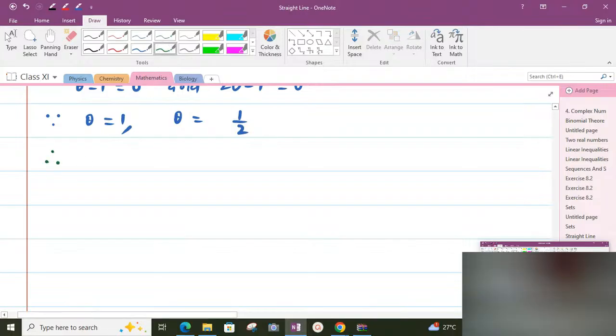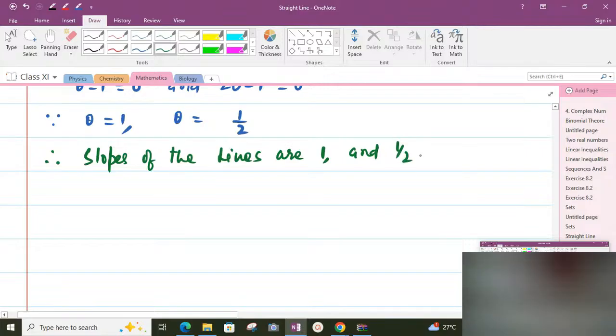So the slope of the lines are 1 and 1 by 2. There is no problem to understand the solution of this question. So these are the absolute values, so we write down here minus 1 and minus 1 by 2 also.